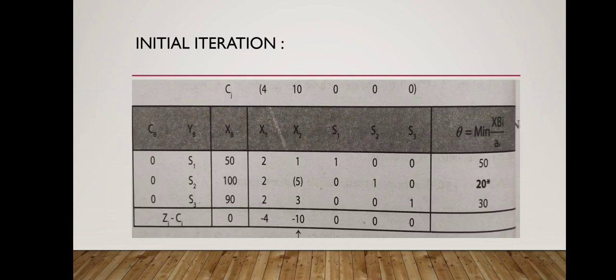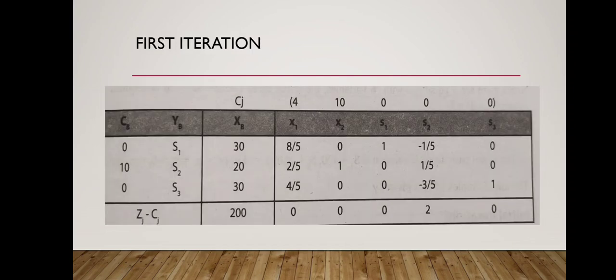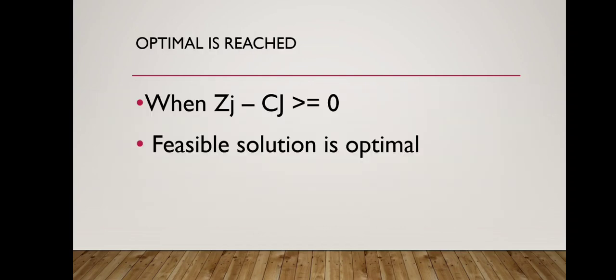So now the new equation is equal to the old equation divided by the key element. By all the calculation, the improved basic feasible solution is shown in the first iteration table. So here, since all the zj minus cj are greater than or equal to 0, the current basic feasible solution is optimal. So for the maximization problem, zj minus cj should be greater than or equal to 0 to get the basic feasible solution as optimal.